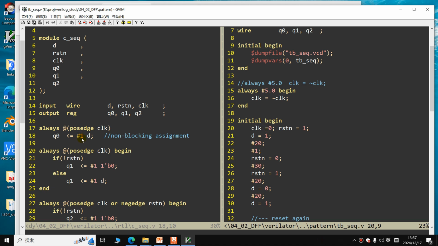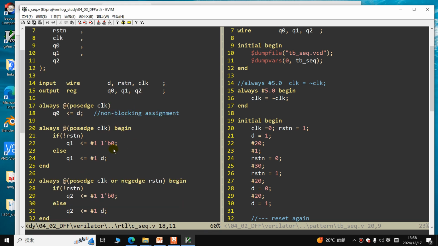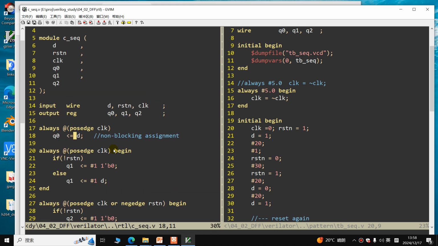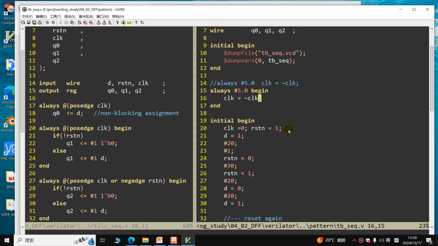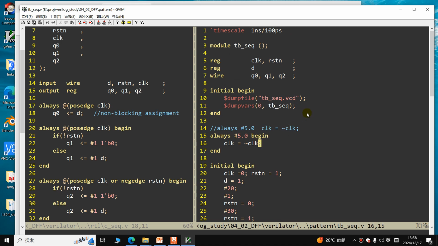And the delay of 1 unit here is used to emulate the CK to Q delay. You can delete it; it is all okay. Okay, I think I have explained all the new syntax here. So let's return to the test bench. For these parts, you must be familiar now.